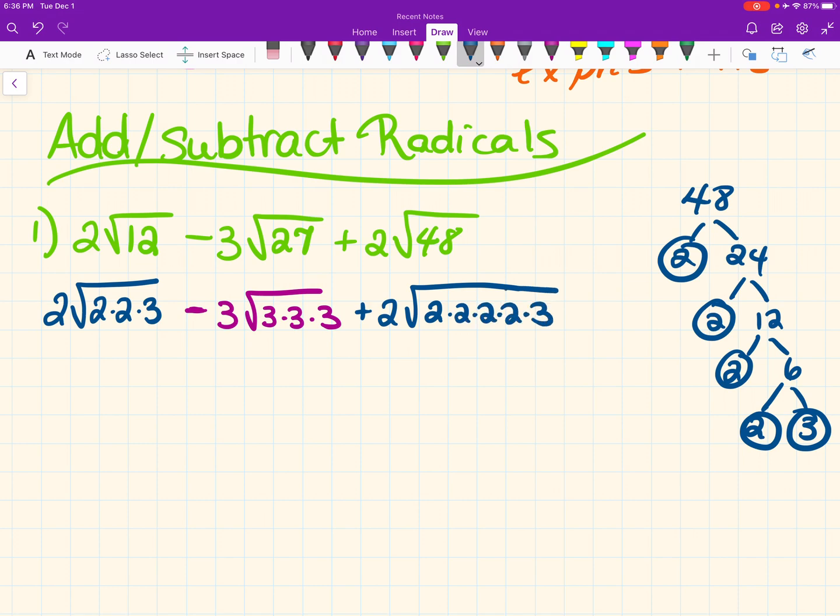All right, now let's take out our prisoners. So in this first one, we can take out a set of 2's. We have the 2 waiting on the outside. The set of 2's escape.